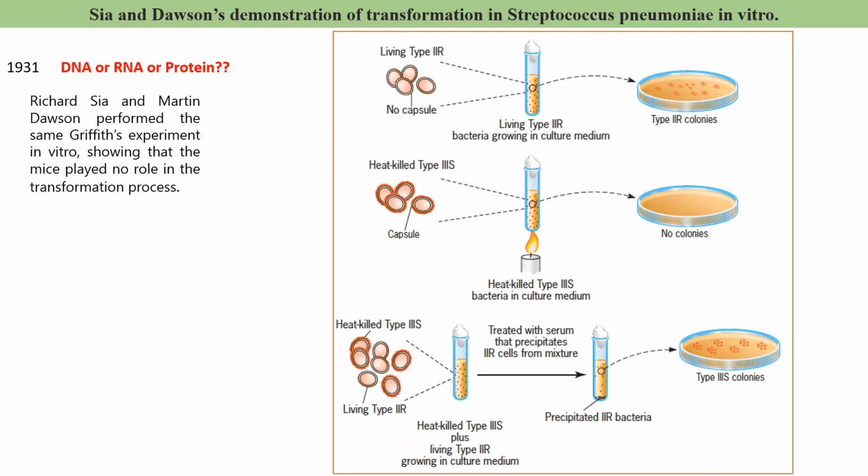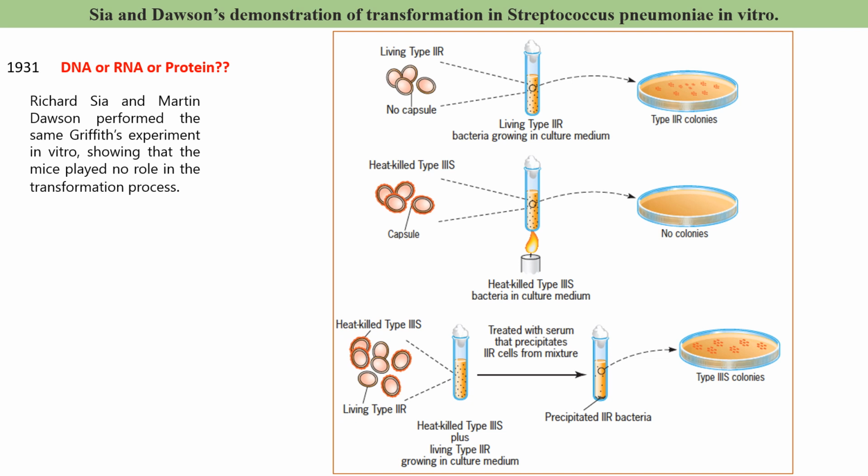Okay. So Sia and Dawson in 1931 again performed the same experiment, but in vitro, just to show that mice had played no role in the transformation process. You can see in the diagram that when heat killed S strain and living R strain were incubated together, the agar plate consisted of S strain colonies. So mice had literally no role in it. And there was no mutation as well.